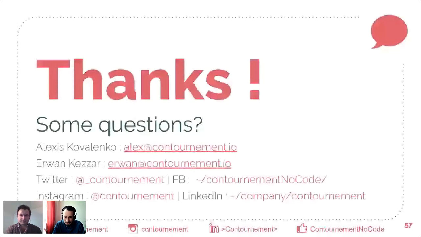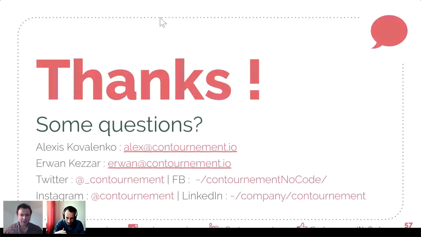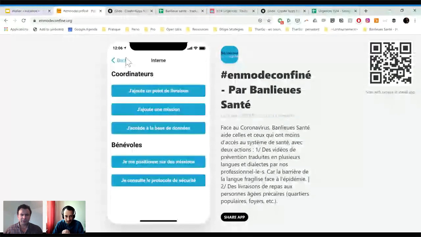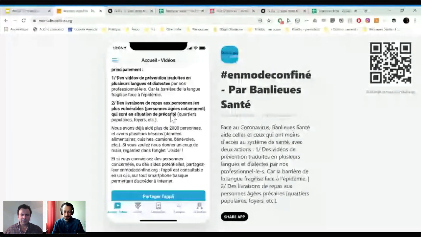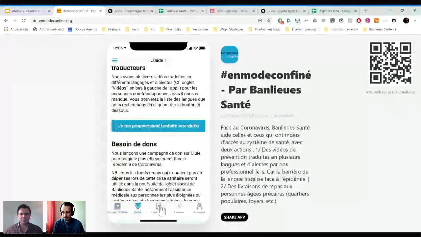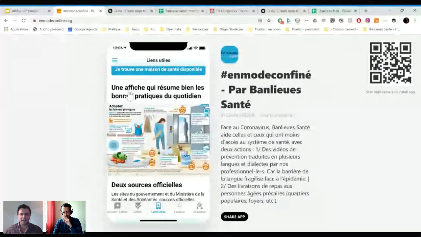Is Glide only for mobile apps? Yes. You can, however, go to the website because the app has a URL. You can go with it on your browser, on your desktop, but then you will see the app just the way Erwan showed you. Yeah, if you connect with your computer, it will look like it. You can see the app, but it will be in that container.